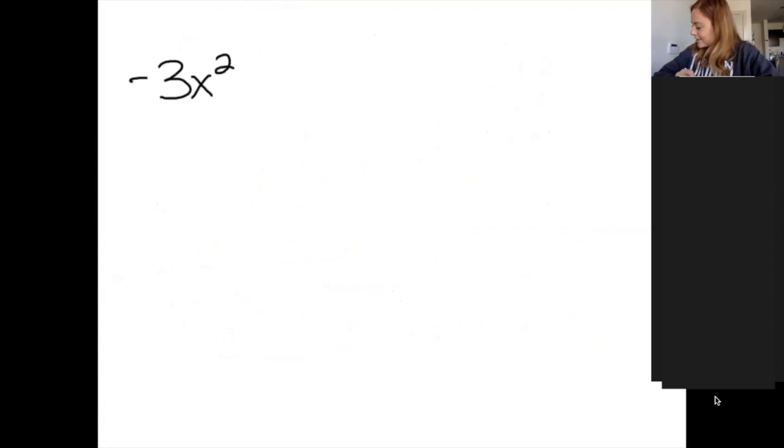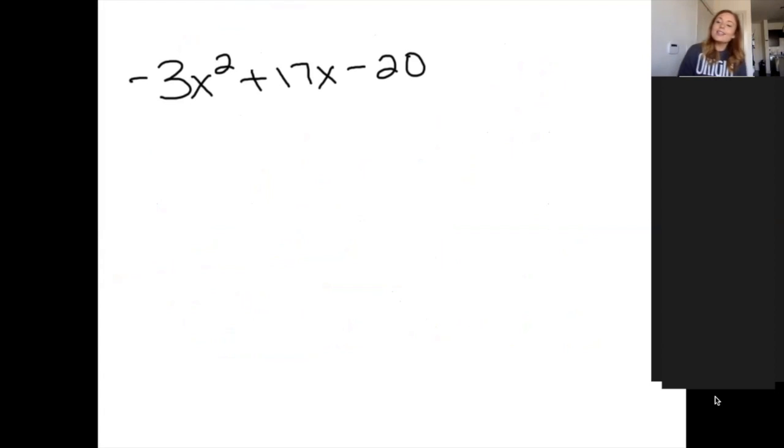So negative 3x squared plus 17x minus 20. Okay, so is there a GCF? First things first, we always want to look for a GCF. Is there a GCF that I can factor out and make it easier on myself? No, so that means I need to go to my x method. So this time you just have to be careful of the signs. That's the only thing that makes it harder, because there are so many negatives in that.